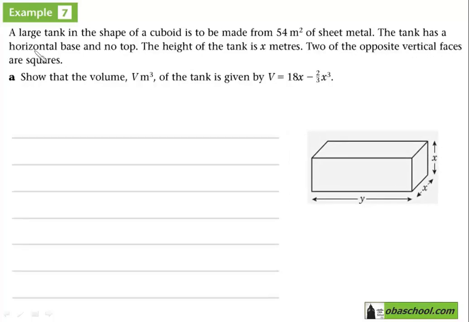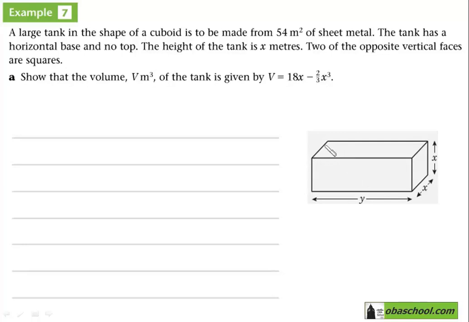The tank has a horizontal base and no top. So it is like an open box. There is a base, but there is no top. So here there is no top and it has a base. The height of the tank is x meters. Two of the opposite vertical faces are squares. So these two sides are squares.